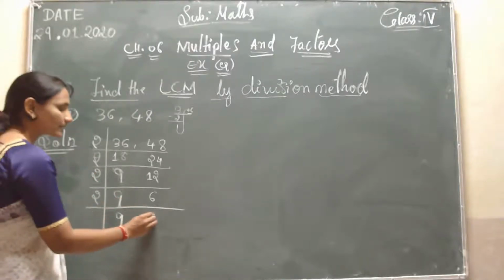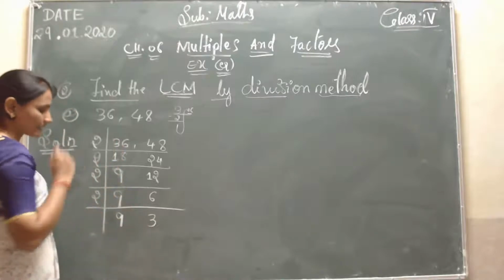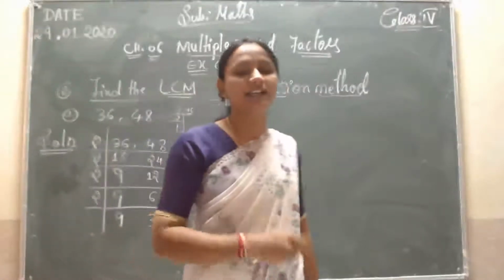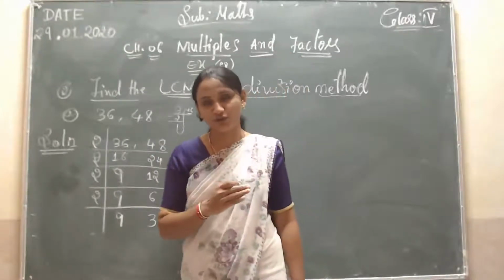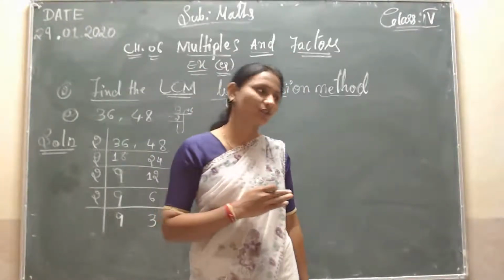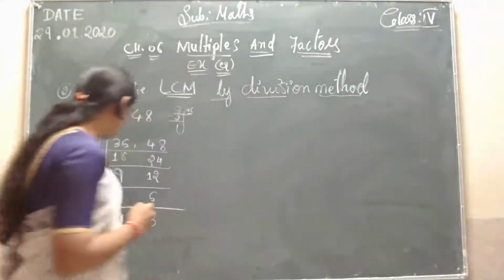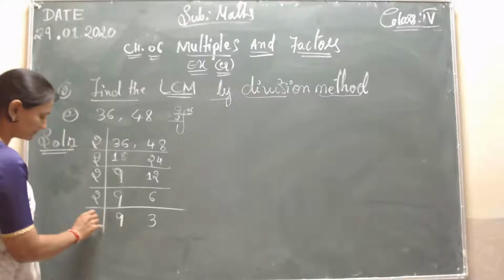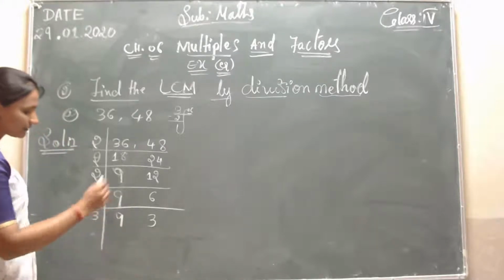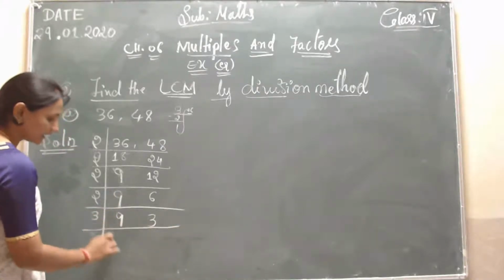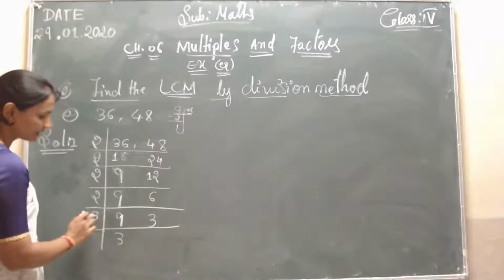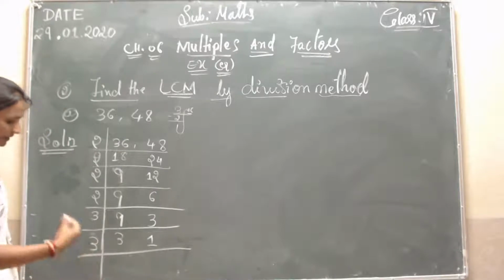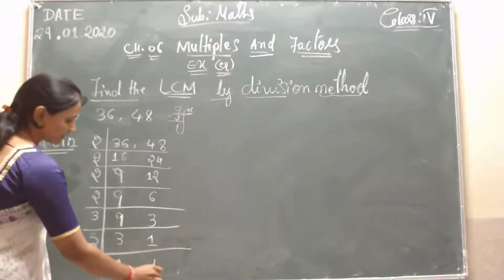Next, 2 threes are 6. Students, see now: 9 and 3, both numbers are not divisible by 2. So you take the next number, which is 3. 3 is a divisor of 9 and 3. 3 threes are 9, 3 ones are 3. So next, last, 3 ones are 3, again 3 ones are 3.